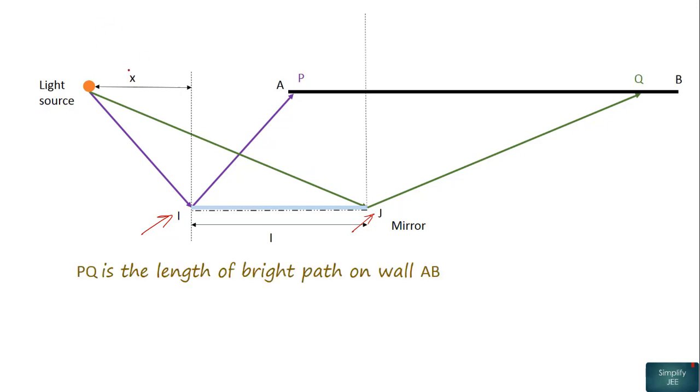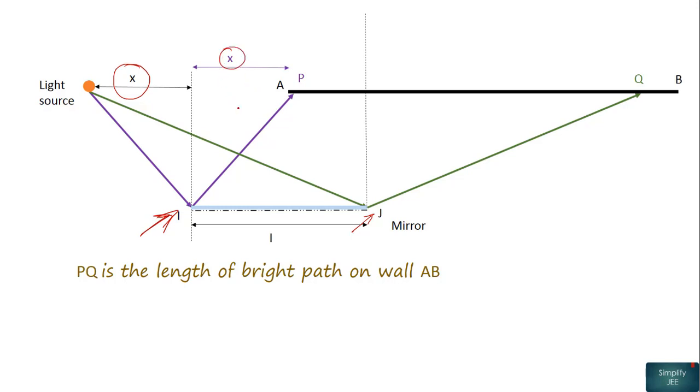Here we have the light source located at a distance x from edge I of the mirror, and the first incident ray is incident on this edge I, hence P will be at a distance of x units from this edge I of the mirror.